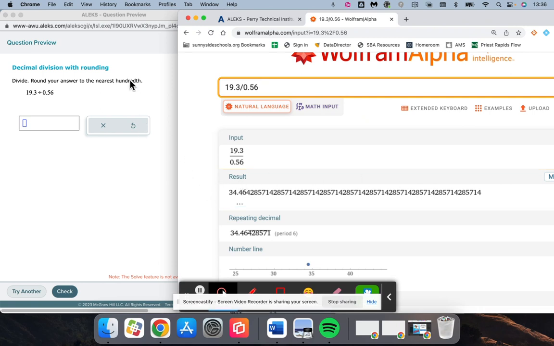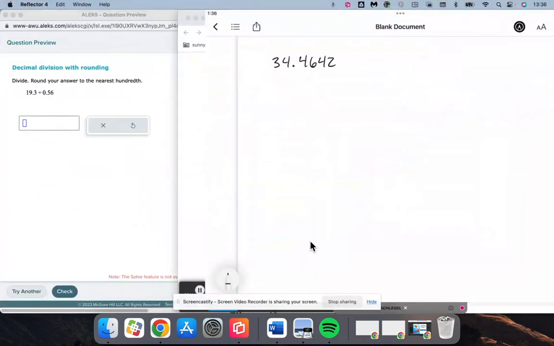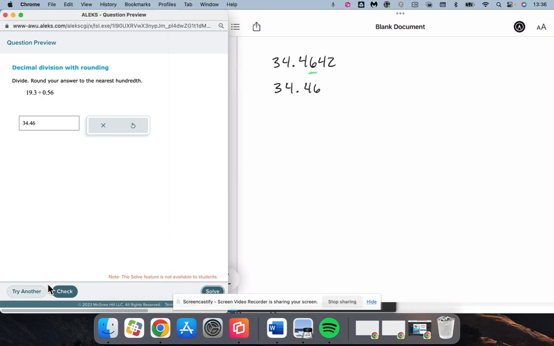And so I've got, I'm writing this down in the background, 34.4642. We're asked to round to the nearest hundredth. So the hundredths place, tenths is the 4, then hundredths is the 6. We look at the number after the 6. Remember the rule goes: 5 or more, up the score; 4 or less, let it rest. The number after the 6 is a 4, so we let it rest. That's going to be 34.46. There we go.